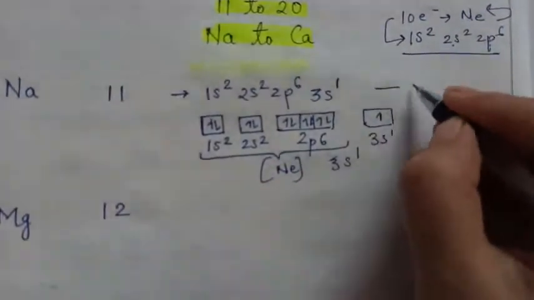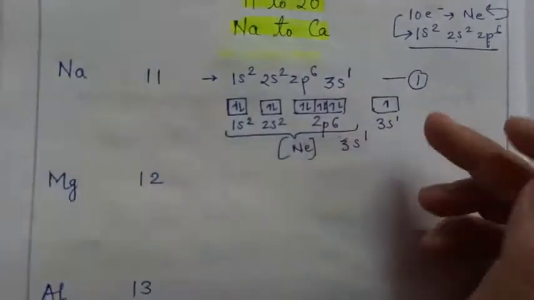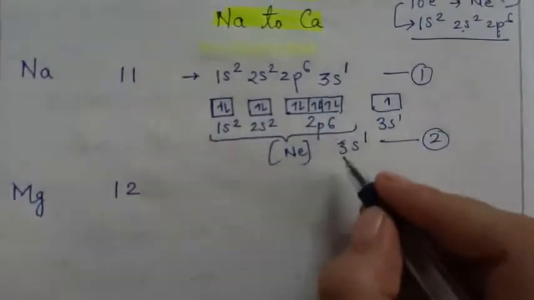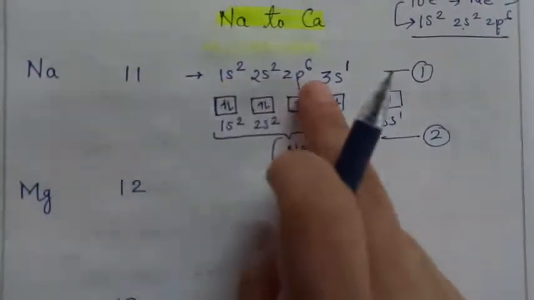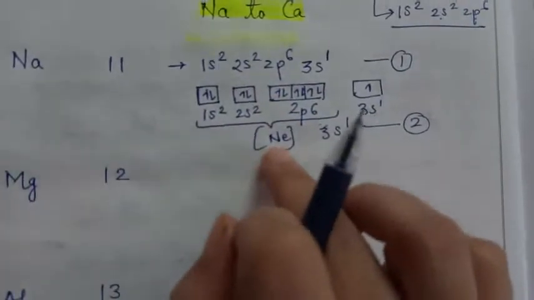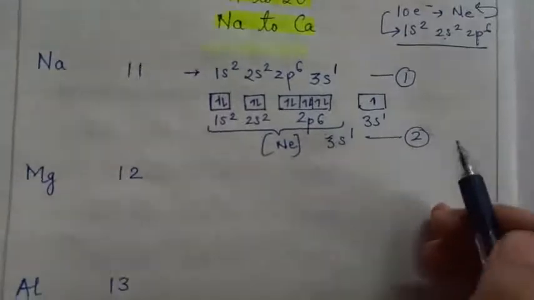So this is the first way of writing the configuration where you write all the orbitals, and this is the second way of writing the electronic configuration where you take the part of the noble gas and represent that with the respective noble gas, and then the leftover part is written as it is.